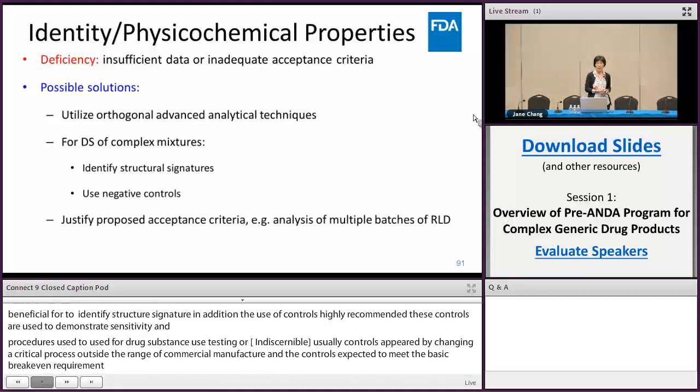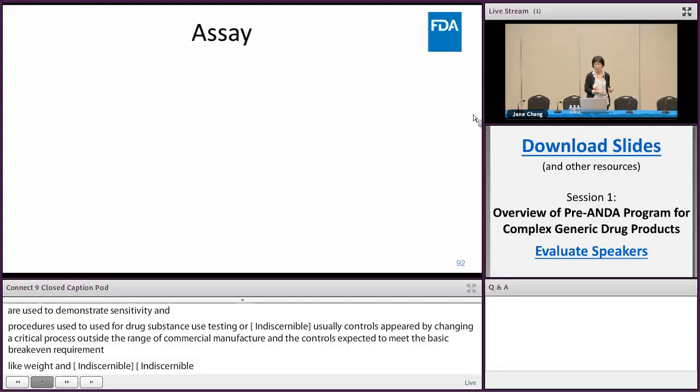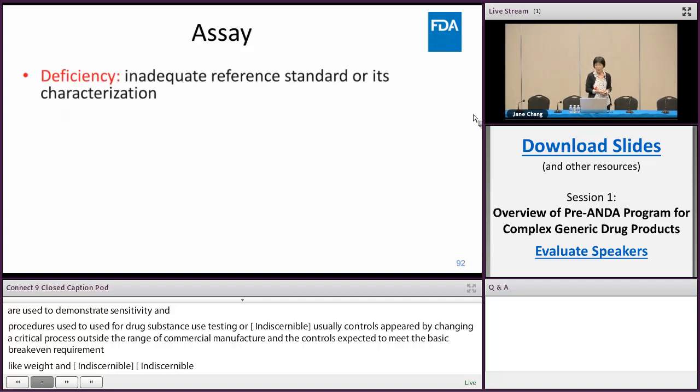To justify the acceptance criteria for the identity, this is especially the case for a drug substance that is a mixture, the applicant may be able to use data from analysis of multiple batches of RLD and use the data to justify the acceptance criteria. I will now move on to the issues related to assay.